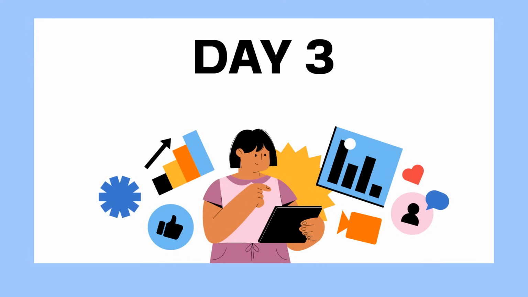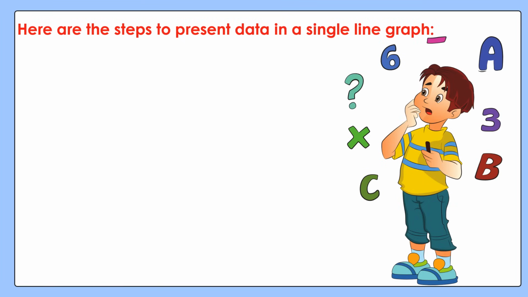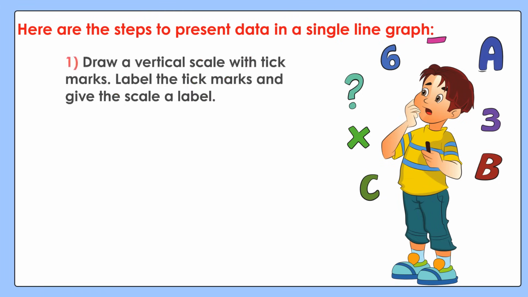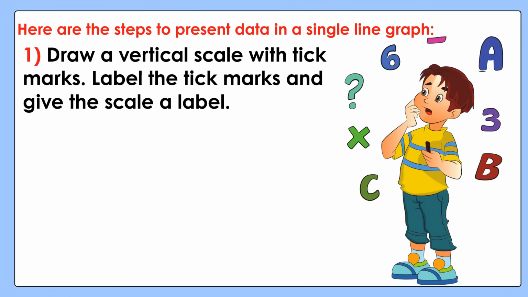Day 3. Here are the steps to present data in a single line graph. First, draw a vertical scale with tick marks. Label the tick marks and give the scale a label.